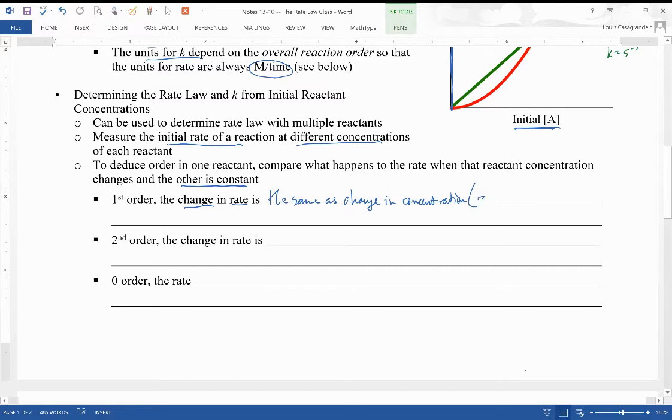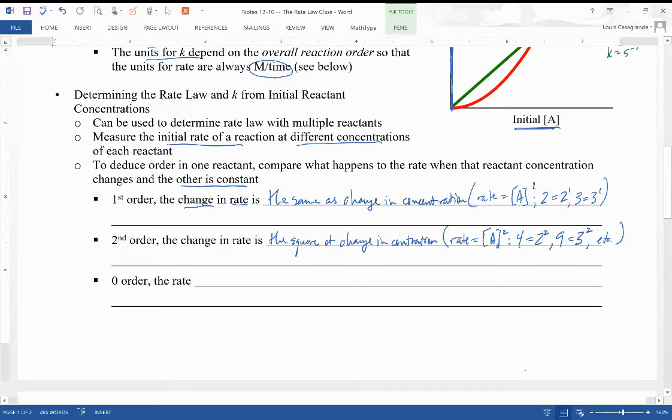And so what that means is, as we saw above, that the rate is equal to concentration of A to the first power. So if the rate doubles and you double the concentration, that's an indication of a first order reaction. Or if you triple the concentration, you should triple the rate. So if the rate matches the change in the concentration, then we have a first order reaction. In a second order reaction, the change in the rate is going to be the square of the change in concentration, just like we saw above. So we're going to say that the rate is equal to the concentration of A squared. So we're going to see a rate change of a factor of 4 if we double the concentration. Or we'll see a rate change of a factor of 9 if we triple the concentration, and so forth.